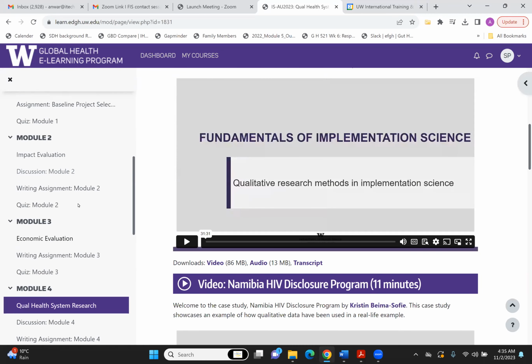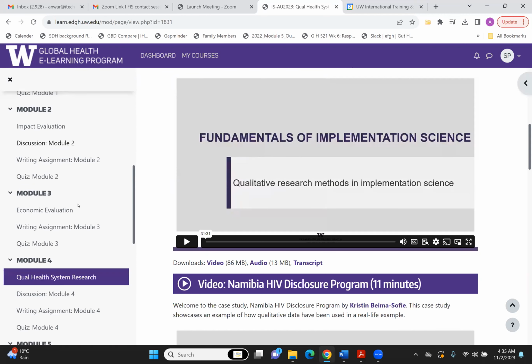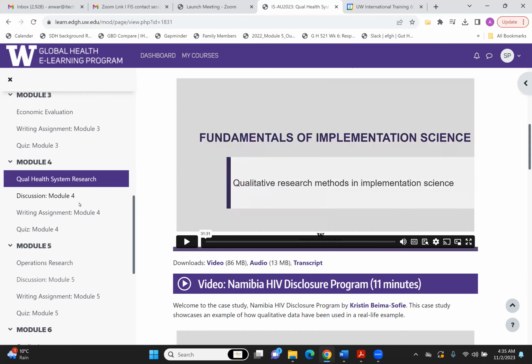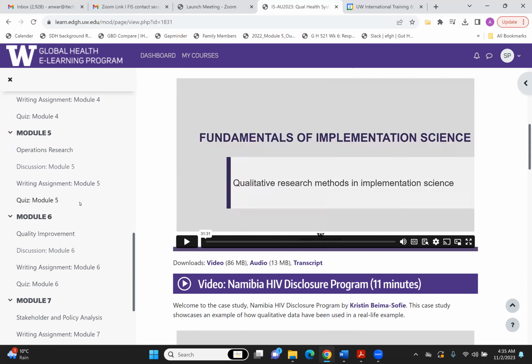So last time we reviewed the material for the first three modules of the implementation science course, and today we will just go through the material for modules 4, 5, and 6, which are qualitative research, operations research, and quality improvement.